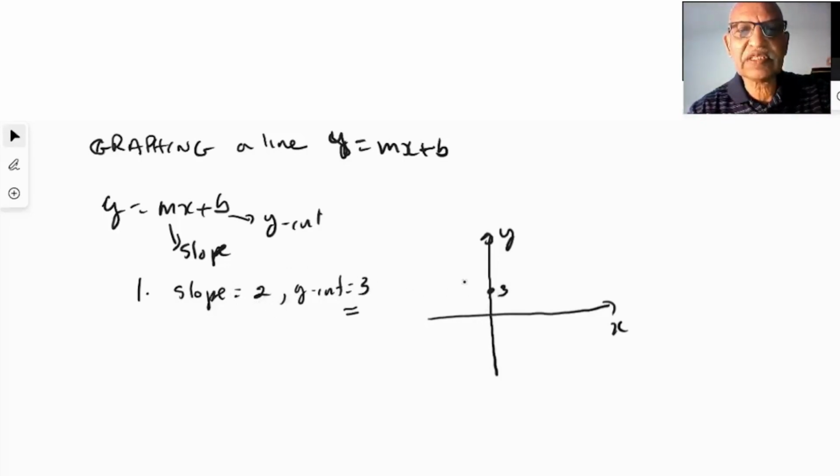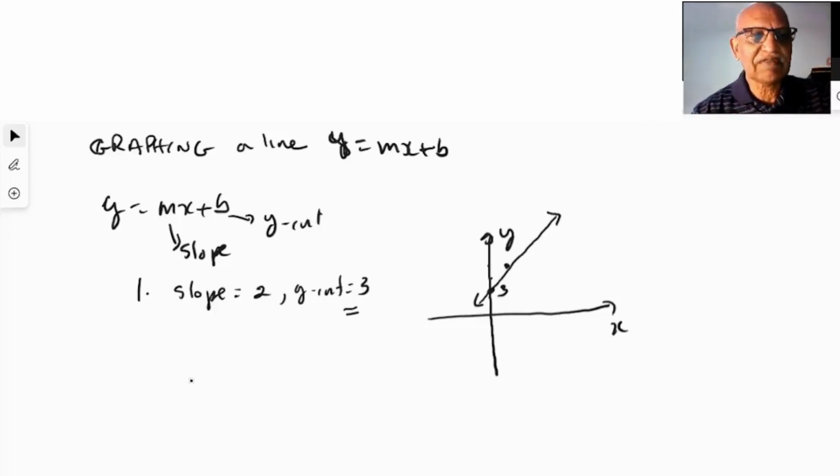Positive 2 means the slope is 2 over 1. So from the point I'm given, I go up 2 units and 1 to the right, because rise over run. Whenever it is positive, I go to the right. Rise over run. So this is the next point. I can go again one more if I want. If not, to graph a line, I need only 2 points minimum. So this is a line. So if the slope is positive, the line always slants to the right.